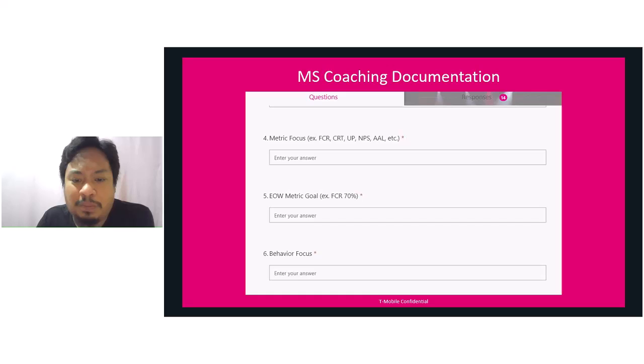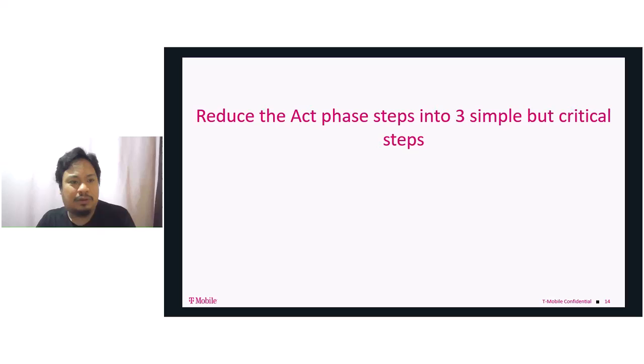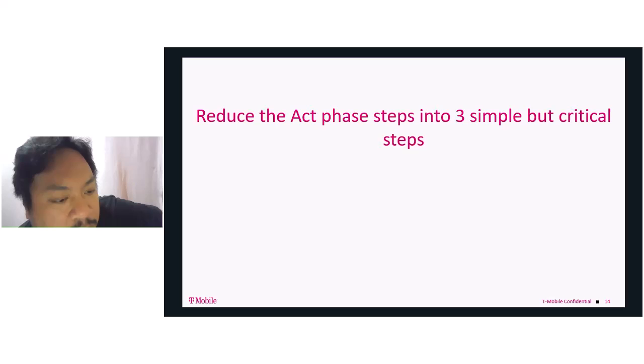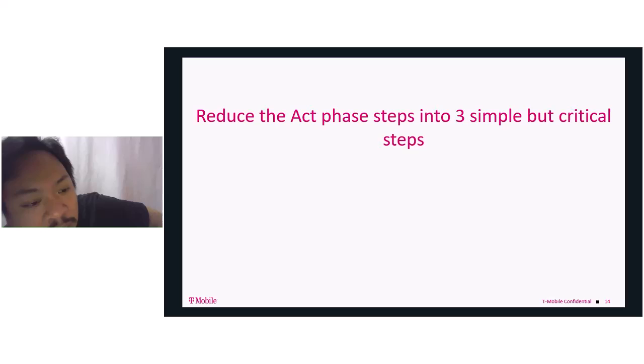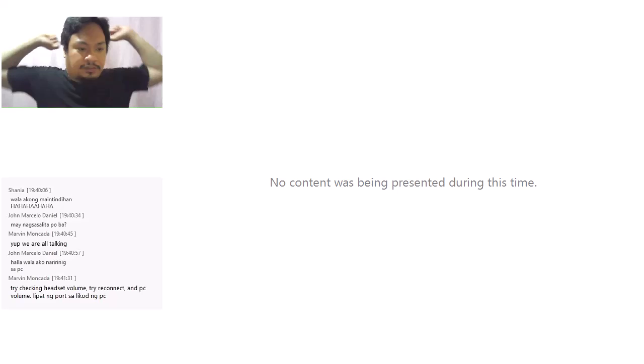Pero going back, that is the prepare phase. Act. Going back. Who's familiar with that? What's your confidence level understanding the act phase, 1 to 5? O kaya 0 to 5. Understanding the act phase, 1 to 5, 1 being the lowest.